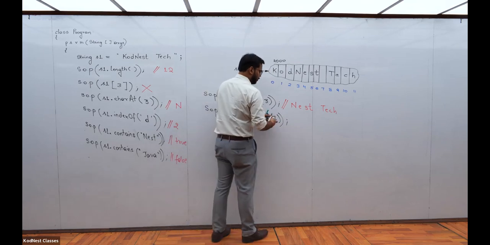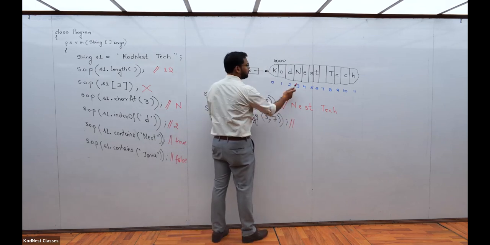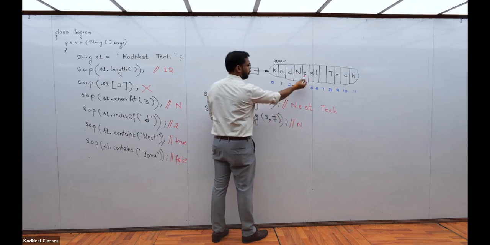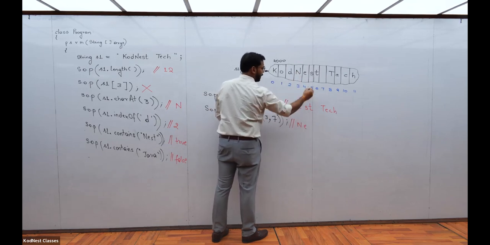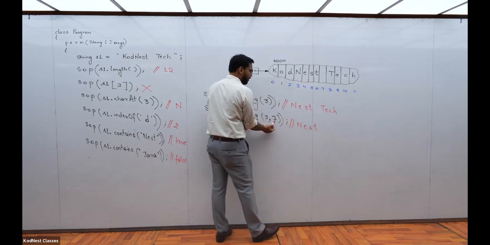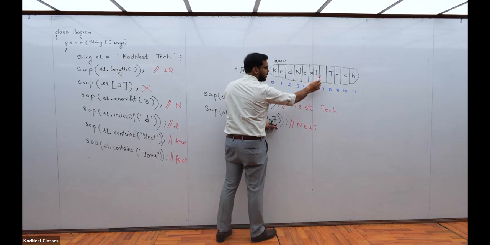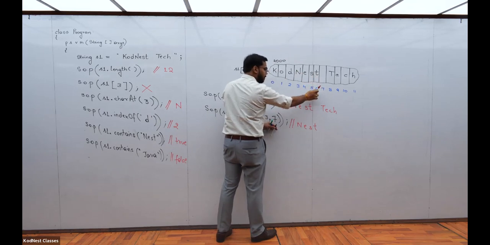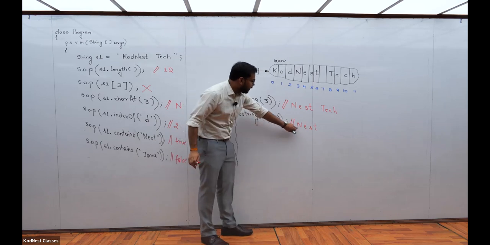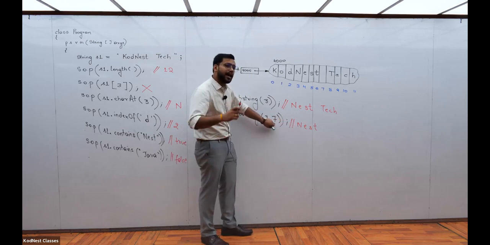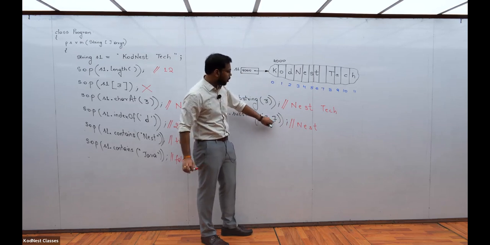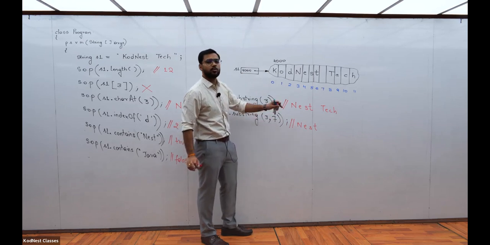3 means count the 3. What is the third index element? N. Next 4, E. Next 5, S. Next 6, T. Now 7. What is 7? Space. Don't include 7. 7 minus 1 means this element is included, N, but this element is excluded. That is not required. So initial index, comma, last index -1.